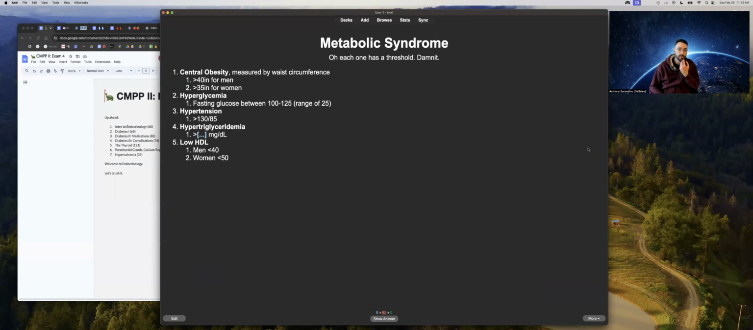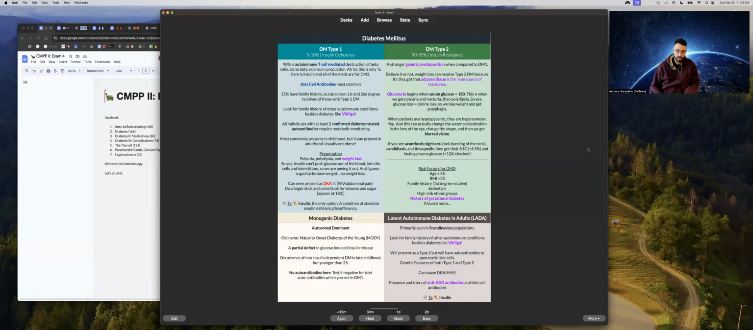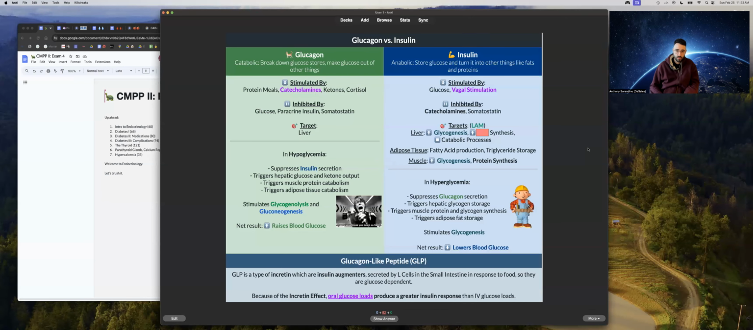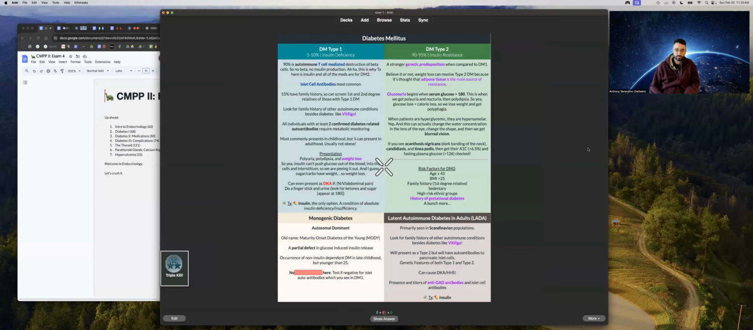Hypertriglyceridemia is greater than. This is metabolic syndrome. This is what would put us in there. 150. Okay. 40 for men, 35 for women. Polyuria. Lipid synthesis in the liver. No autoantibodies for monogenic.